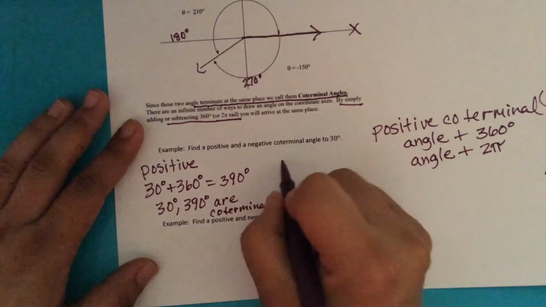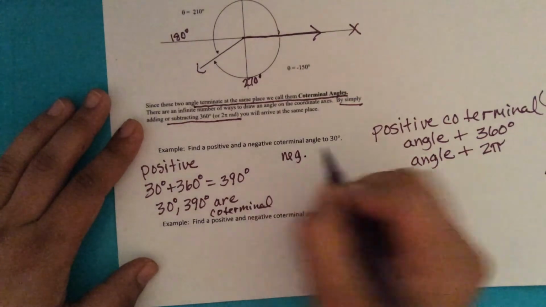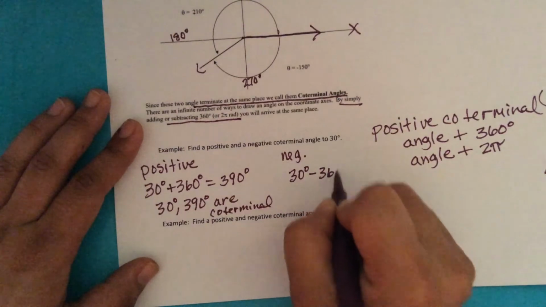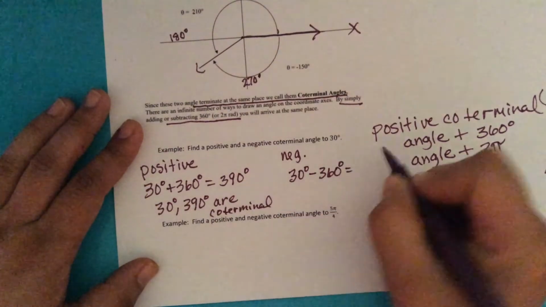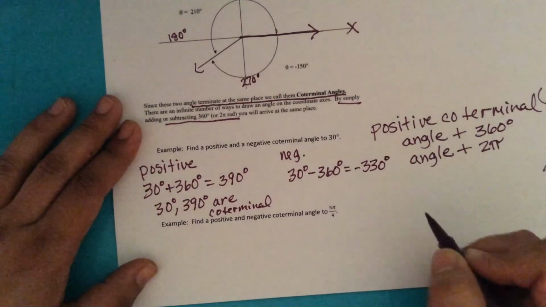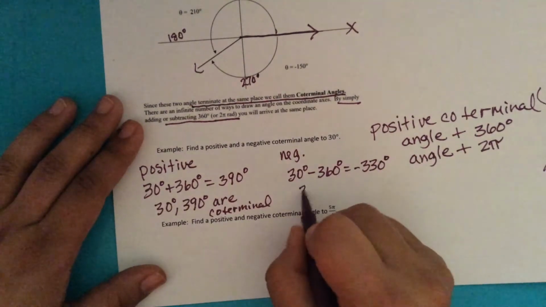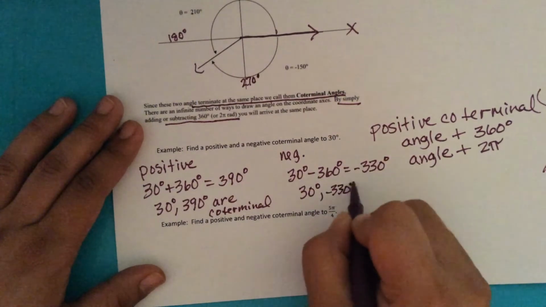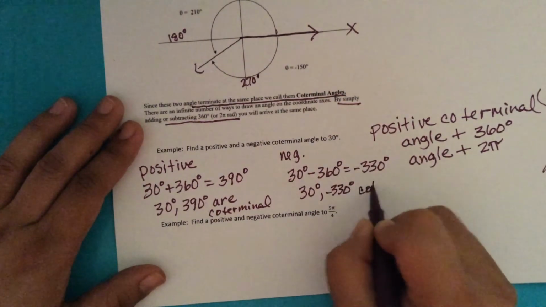And then for the negative one, you're going to do 30 degrees minus 360 degrees. If you do that, that's going to be negative 330 degrees. So that means that 30 degrees and negative 330 degrees are also coterminal.